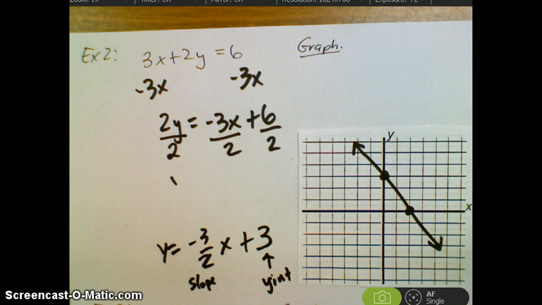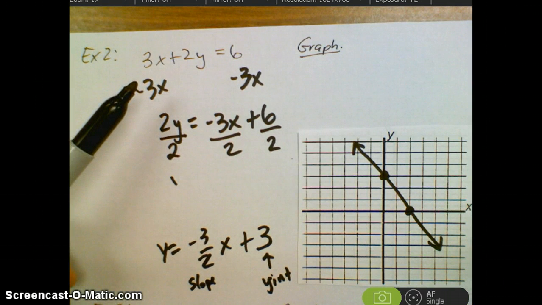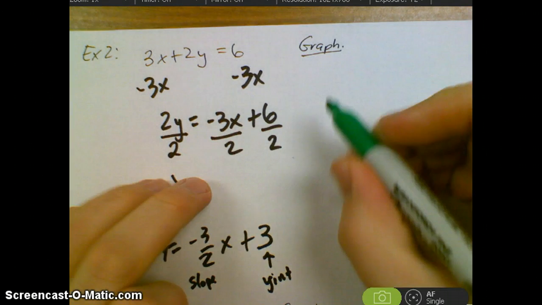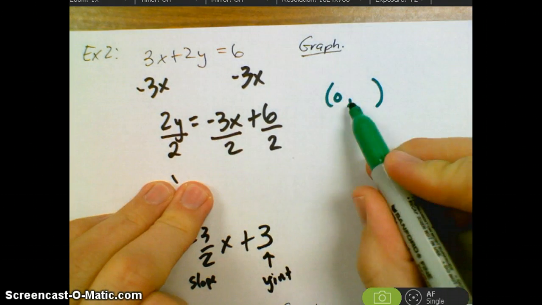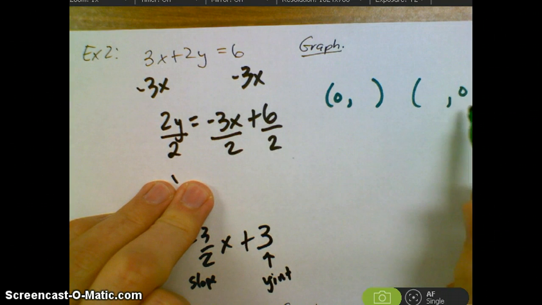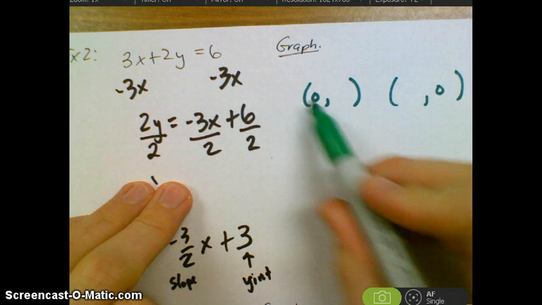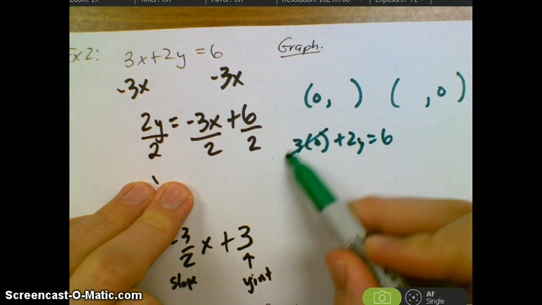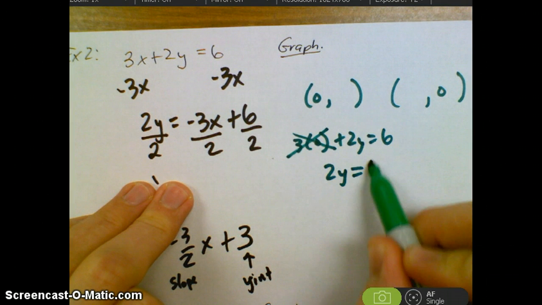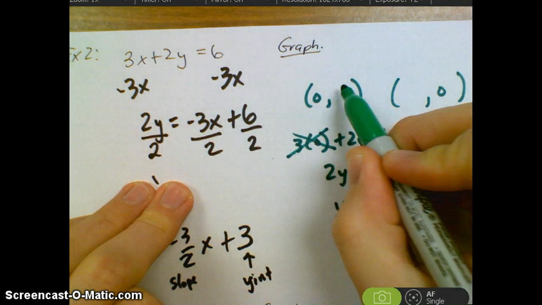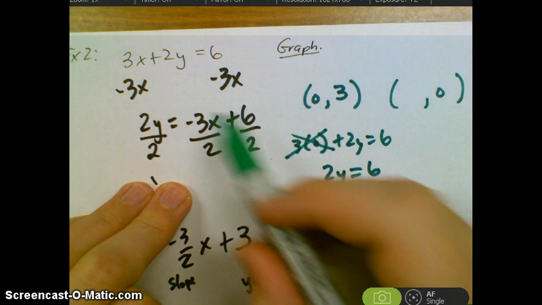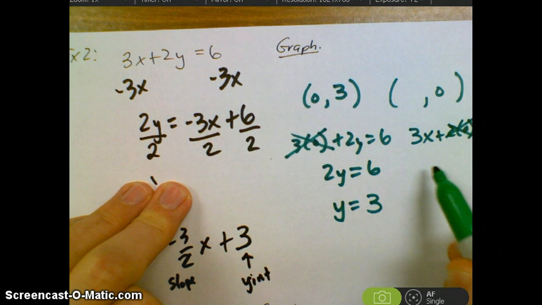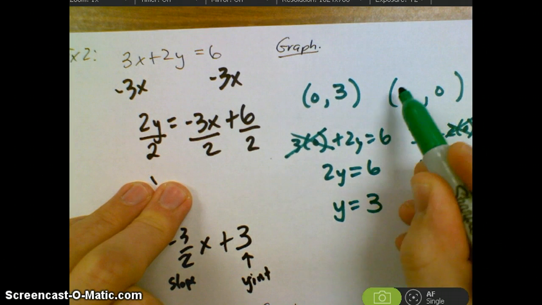We've talked about how to do this when it's in standard form already, and the way we did that was find the x and y intercepts. Put 0 in for x, figure out what y is. Put 0 in for y, figure out what x is. So if we put 0 in for x, 3 times 0 plus 2y equals 6, that goes away. So 2y equals 6, y equals 3. And then we put 0 in for y. 3x plus 2 times 0 equals 6. That goes away, so x equals 2.